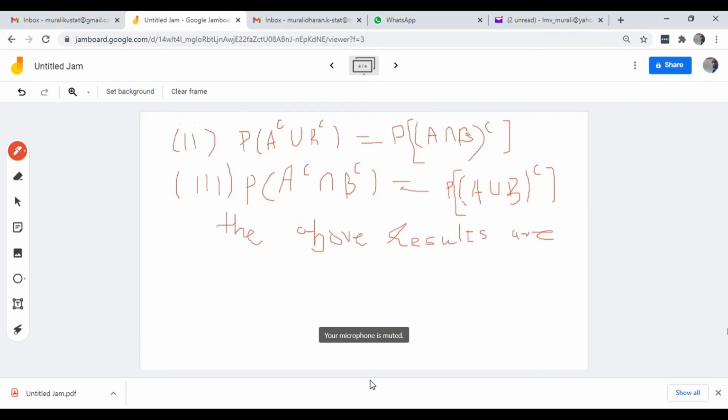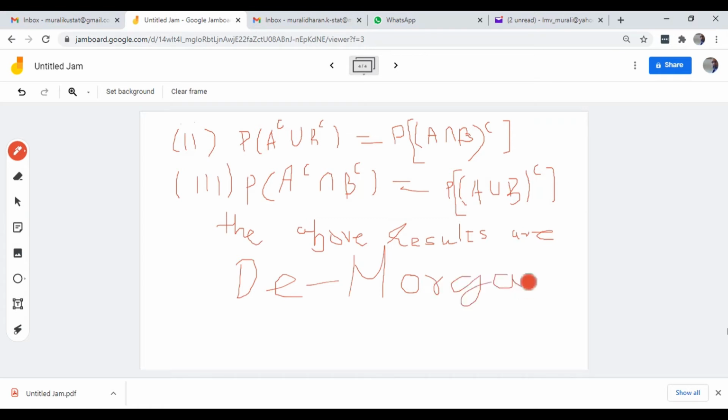Okay, are called De Morgan's law. Please write down De Morgan's. It's the name of a person. Please note, De Morgan's law. In so many practical questions you can see that this result comes automatically, I mean this rule is satisfied automatically.